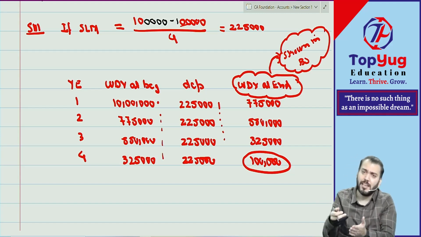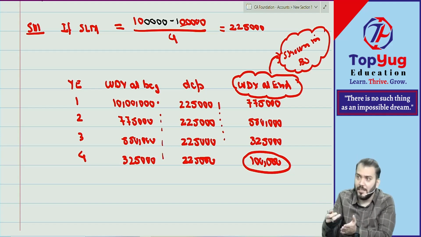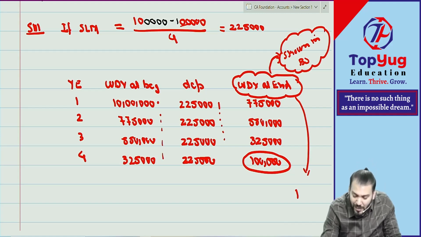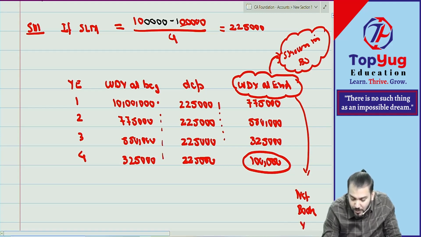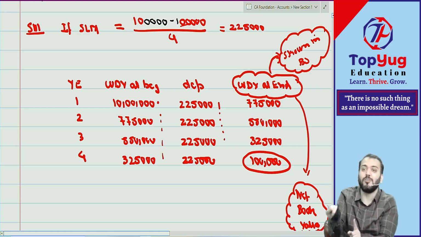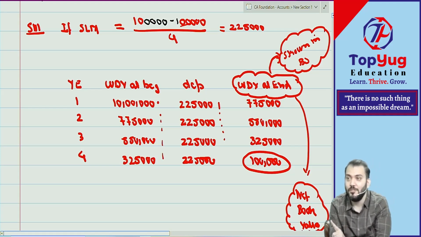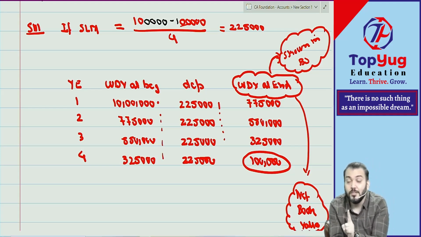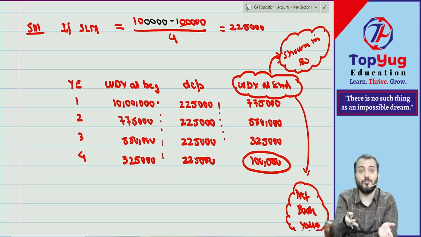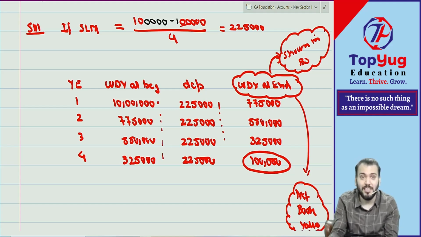In SLM also we calculate WDB, and that amount will be shown in the balance sheet. This WDB is nothing but net book value. Net book value means what? After depreciation. So this WDB is also known as net book value. Are you able to understand? So if somebody asks you to calculate WDB by using SLM method, don't be confused. This is the amount to be shown in balance sheet.